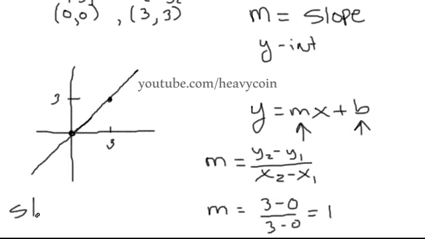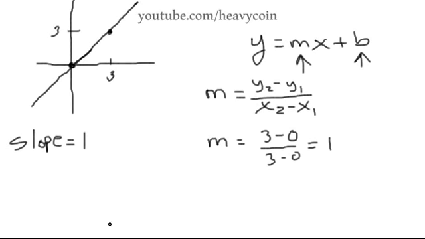So slope is equal to 1. Now the idea is we want to find b. Okay? And so what we're going to use is we can either use this point or this point here. It doesn't matter which one we use. I'm going to use this one just because we have a 0 and a 0 involved, and it just makes things a whole lot easier.